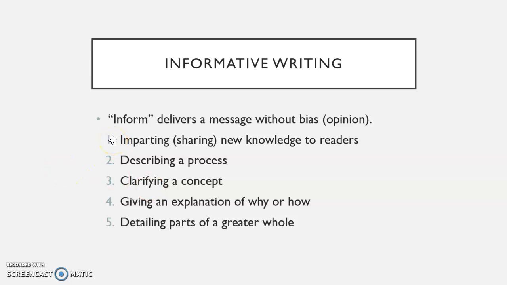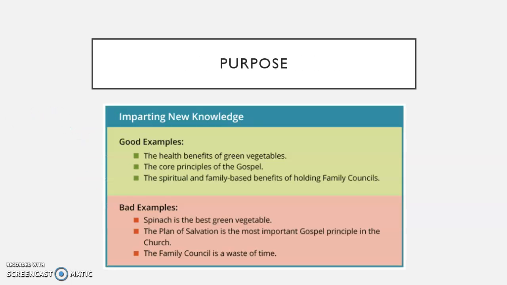So the first way we can inform is by sharing new knowledge. We can describe a process. Describing a process is like writing a recipe. 3 is clarifying a concept, giving an explanation why or how, and detailing parts of a greater whole. And so I'm going to go ahead and explain the purpose.